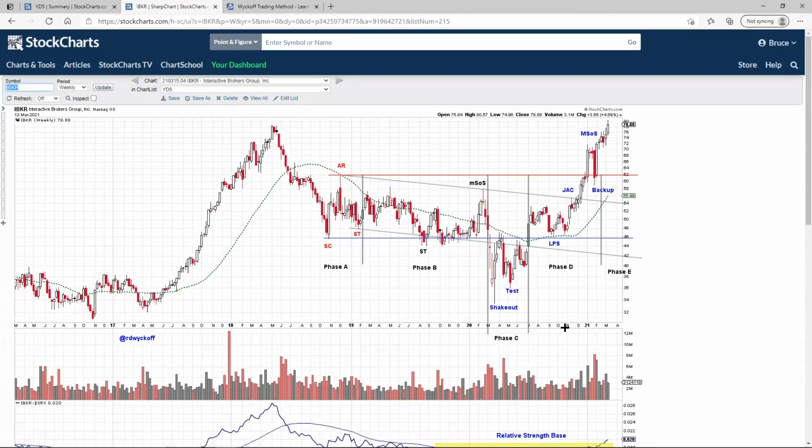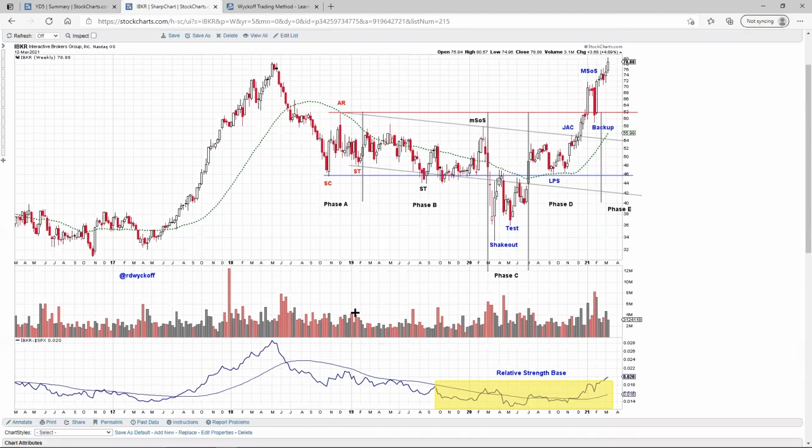Now we're looking at Interactive Brokers, and Interactive Brokers is looking for the point and figure counts. But anyway, you can see here, and please feel free to screen capture these. Phase A, selling climax, automatic rally, range bound state. Phase A is the stopping of the decline. Phase B is wild, aimless trading, which is exactly what happened. And then in phase C, there is a sudden shakeout type decline, which is the COVID decline with a test.